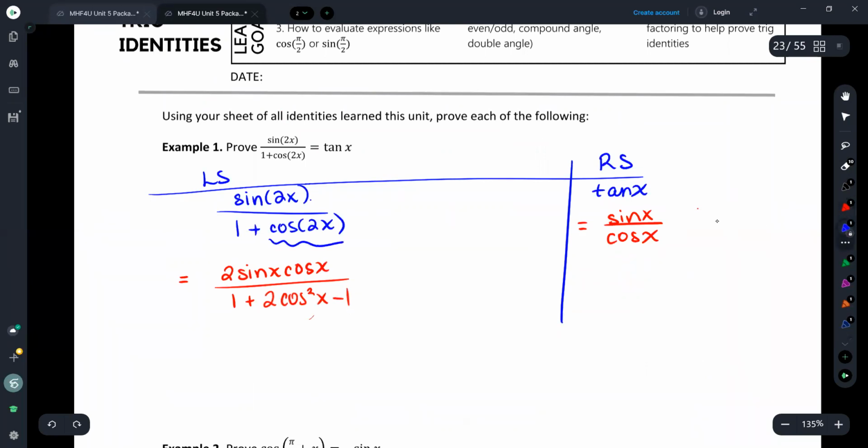Okay, and that's just the identity for this guy right here. So we're just plugging that in there. All right, 1 minus 1, that's going to be 0. So that's gone. Now we have 2 sine x cos x over 2 cos squared x. And does anyone see where we can go from here?